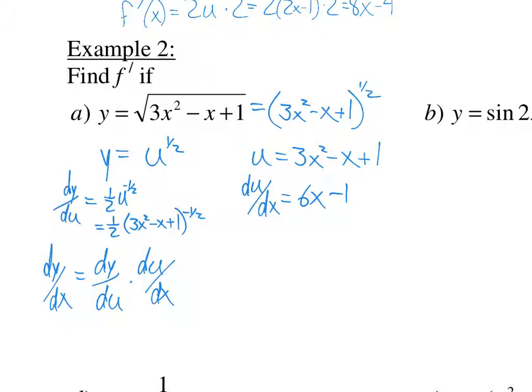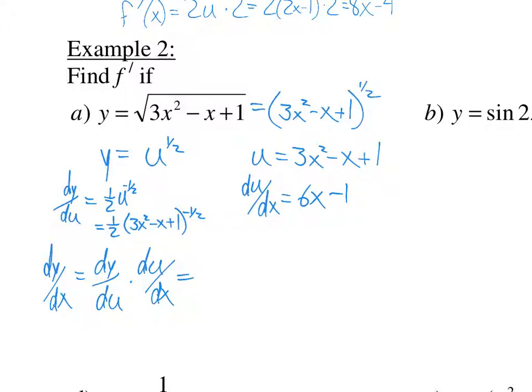And now we know what dy du is, and we know what du dx is, so we can now multiply them together. Question? Why would we put 3x squared minus x plus 1 there? Because this is a u to the negative 1/2. So we're just substituting u back in there. So you're not using the derivative, you're just using u. For this part, that's correct, yes. Where we use that derivative is here at the end.